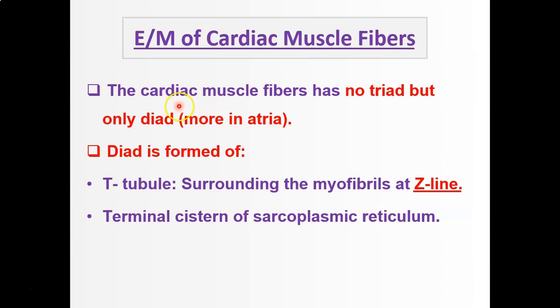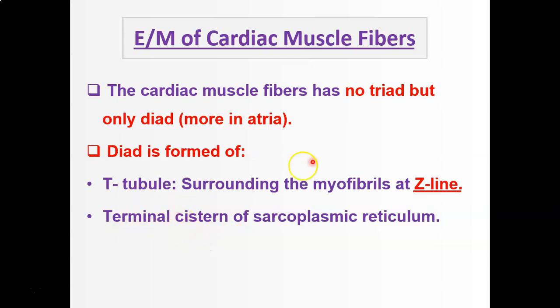We will continue with the cardiac muscle fibers by electron microscope. No triad; the triad is present only in skeletal muscle, but in the cardiac muscle we have the dyad system. The dyad system, which is more in the atria, is formed of one T-tubule and one terminal cistern. One T-tubule and one terminal cistern.